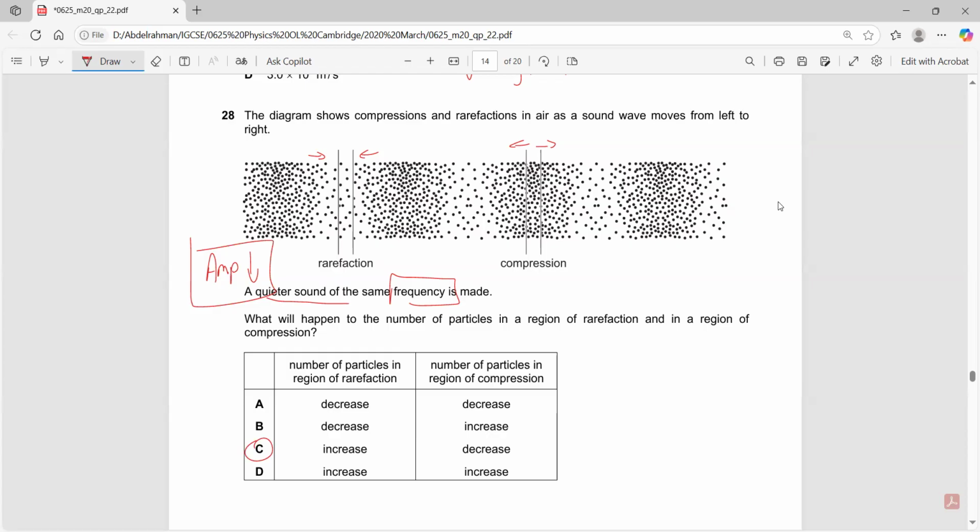If you increase the amplitude, another question, the compression would get more compressed and the rarefaction would get more rarefacted. This might be a little bit difficult, but again, this is how you should think about the solution for this question. Okay?